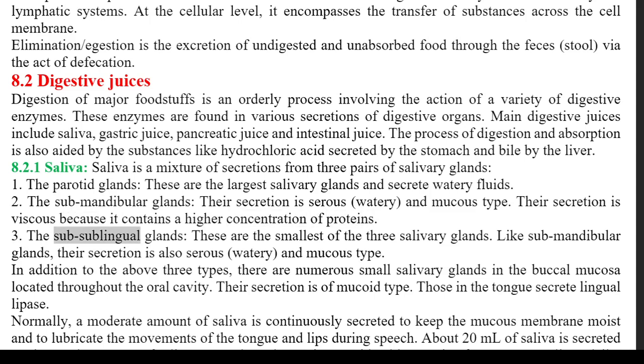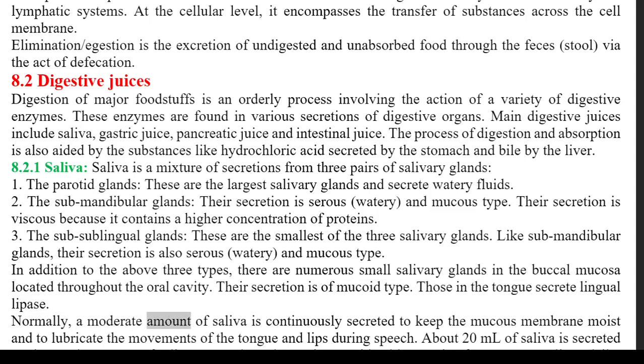3. The sublingual glands. These are the smallest of the three salivary glands. Like submandibular glands, their secretion is also serous, watery, and mucus type. In addition to the above three types, there are numerous small salivary glands in the buccal mucosa located throughout the oral cavity. Their secretion is of mucoid type. Those in the tongue secrete lingual lipase.